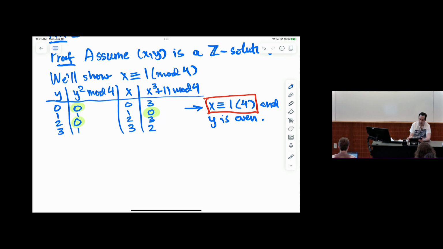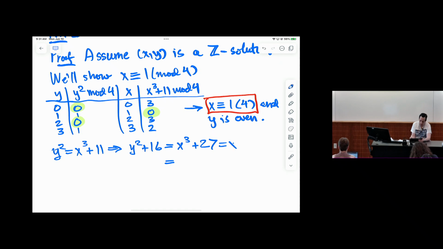How are we going to use that? Well, what we're going to do is a clever, unmotivated adjustment to the equation. If y squared is x cubed plus 11, then if I add 16 to both sides, we change the 11 into a 27. And the nice thing about 27, it's a perfect cube. And we know how to factor a sum of 2 cubes. It's x plus 3 times x squared minus 3x plus 9.